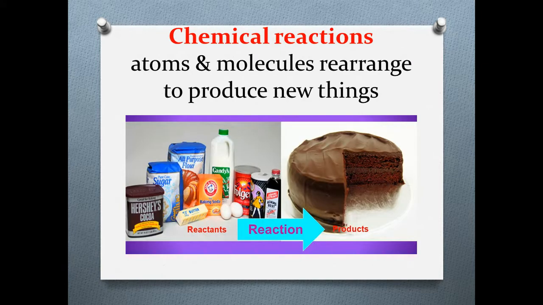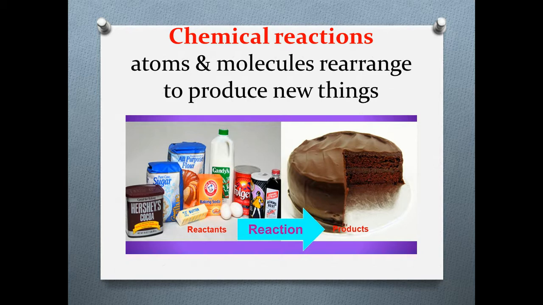When atoms and molecules combine, we call that a chemical reaction. Those atoms and molecules usually rearrange themselves and produce new things. We're going to talk just a little bit about chemical reactions today, not too much, but just understand the basic ideas that those atoms or materials are ingredients, and those ingredients go into a chemical reaction and form some kind of product.